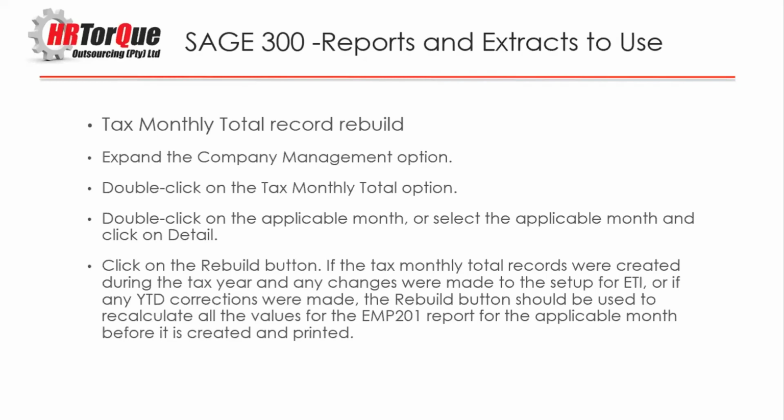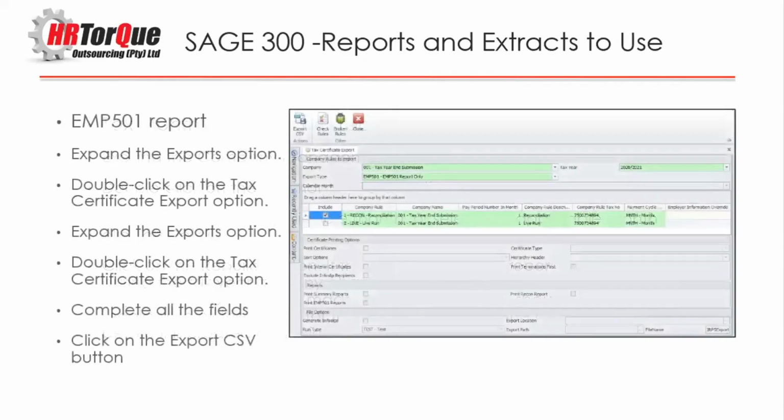So if we move on, we can see this is our EMP501 report, and this obviously we would use for our balancing purposes. Once we've done our recalculation of our tax, it's prudent to do that anyway to make sure the system has the latest values. We can then pull our 501 report to start checking our financial information.